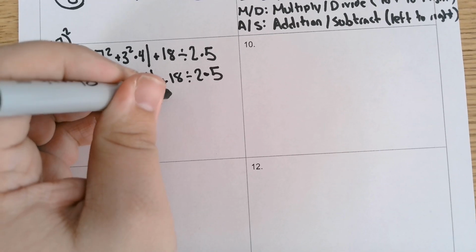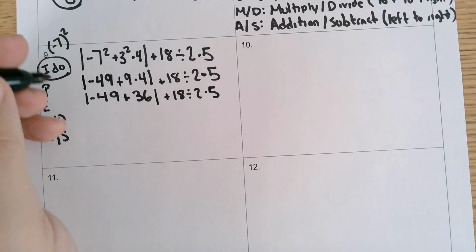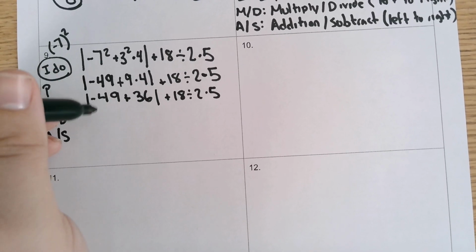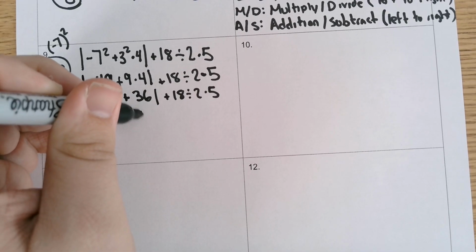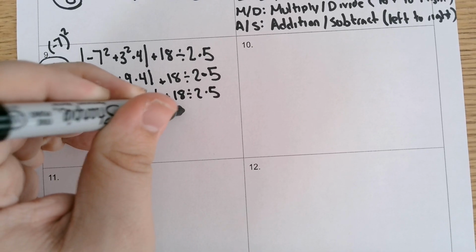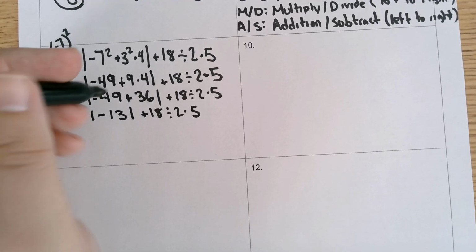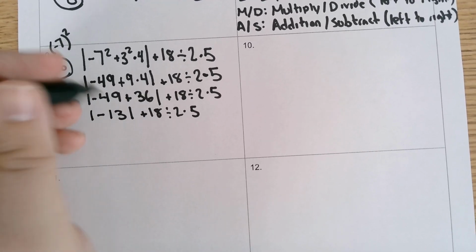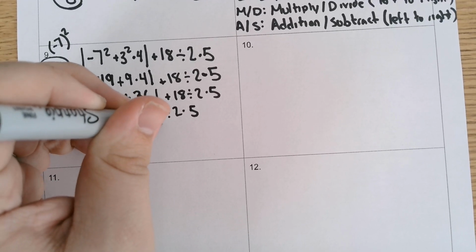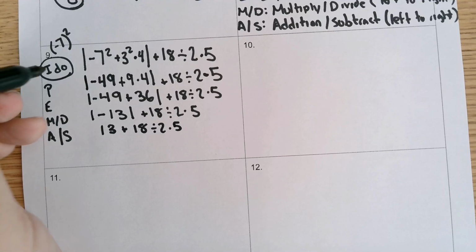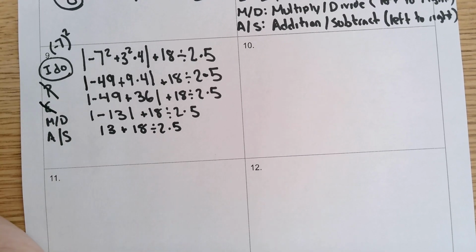Okay? Plus 18 divided by 2 times 5. Next, negative 49 plus 36 is negative 13. Plus 18 divided by 2 times 5. Now we just have to do the absolute value. The absolute value of negative 13, we're just going to make it positive. That is 13 plus 18 divided by 2 times 5. And now finally, parentheses are done. We have no remaining exponents, so exponents are done.